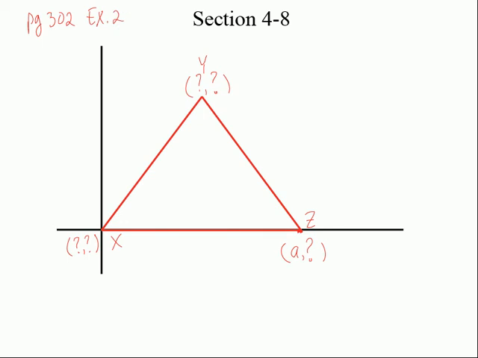All right. It says, find the missing coordinates of the isosceles triangle XYZ. All right. This is isosceles. So this side is equal to this side right here. Now let's see what we have here. This point, that's the easiest one right there. What would point X be? 0, 0, because it's at the origin.